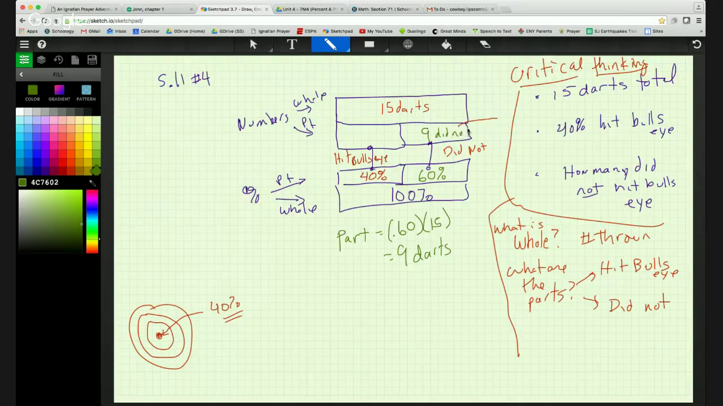And we can do this other one, how many hit the bullseye. We can do it 2 ways, but I see it easy to do as a subtraction problem. If 9 did not, then 6 did. The other way to do it would be our part equals percent times whole, our unknown equals 0.4 times 15, and if you multiply that out, you're going to get 6. So the answer to the problem, what they were looking for, is that 9 did not hit the bullseye.